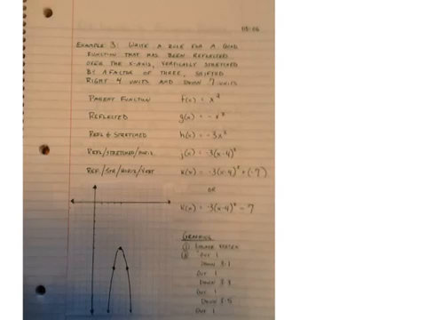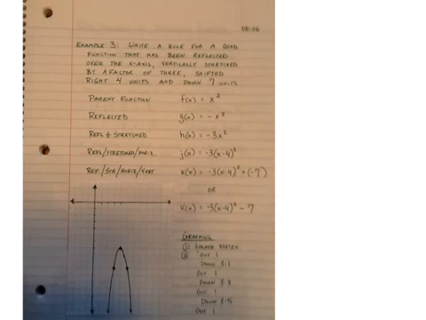All right, page 05-06, example 3. Write a rule for a quadratic function that has been reflected over the x-axis, vertically stretched by a factor of 3, shifted right 4 units and down 7 units.